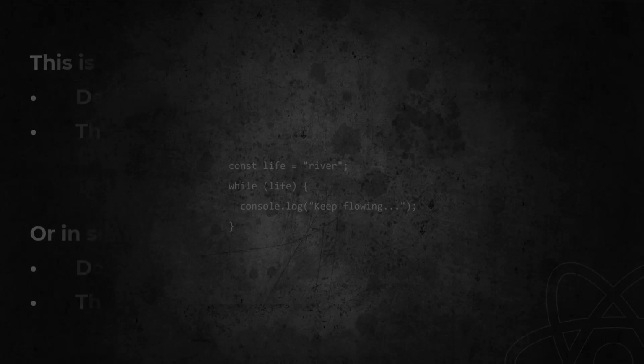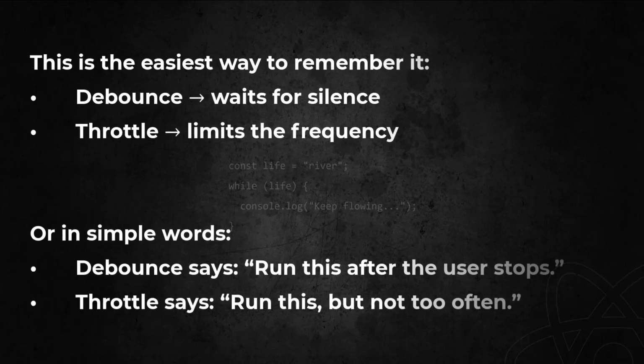This is the easiest way to remember it. Debounce waits for silence, throttle limits the frequency. Or in simple words, debounce says run this after the user stops, throttle says run this but not too often.